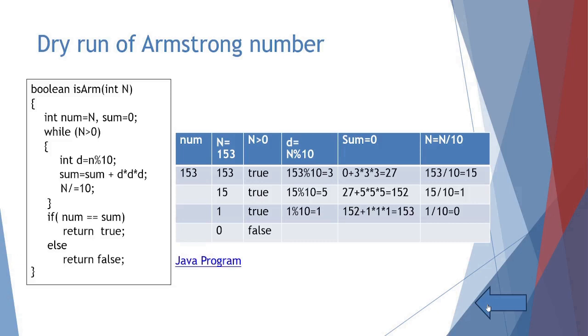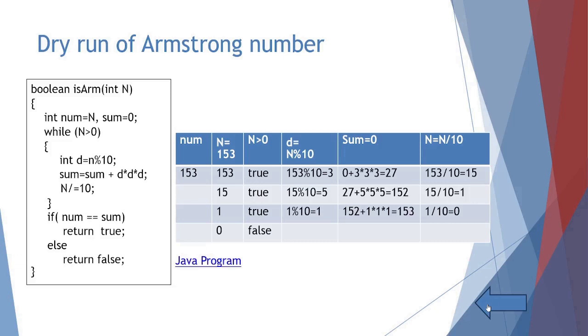Now, the next statement, n is equal to n divided by 10. 153 divided by 10, we want the quotient, that is 15. And we are storing it in n. So, in the next iteration, n becomes 15. Is 15 greater than 0? True. 15 modulo 10 is 5. 5 cube should be added to the previous sum, that is 27. 152 is the sum. n is equal to n divided by 10. 15 divided by 10, 10 ones are 10. So 1 is the quotient stored in n.